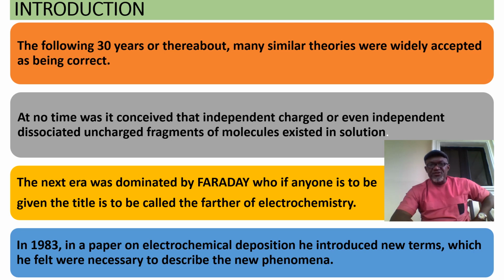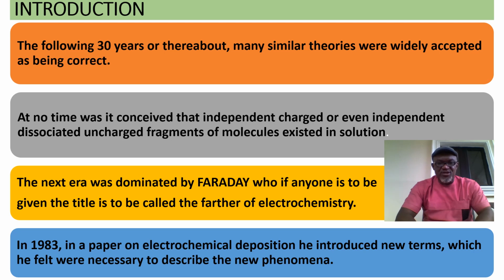Now, following this universal acceptance, many similar theories were widely accepted. Now, at no time was it conceived that independent charged or even independent dissociated uncharged fragments or molecules existed in solution. So nobody knew, for instance, that if you dissolve something like sulfuric acid, H2SO4, it is possible that the SO4 2 minus ion can exist in solution on its own.